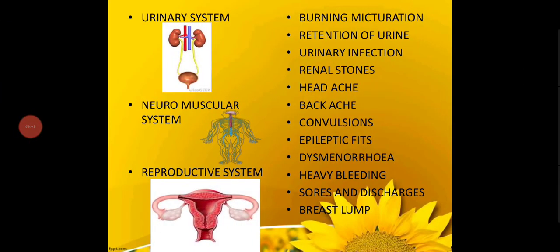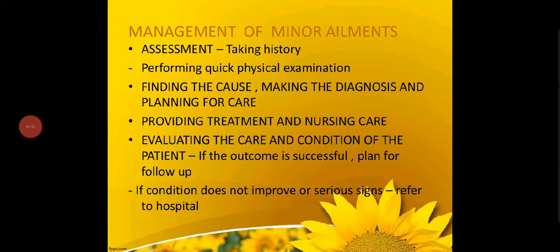And urinary system: burning micturition, retention of urine, urinary infection, renal stone. And neuromuscular system: headache, backache, convulsion, epilepsy or fits, and dysmenorrhea. Reproductive system: dysmenorrhea, heavy bleeding, sores and discharges, and breast lump. So those are the diseases, and how can we manage them? The management of minor ailments.